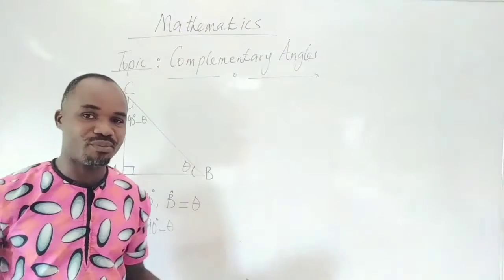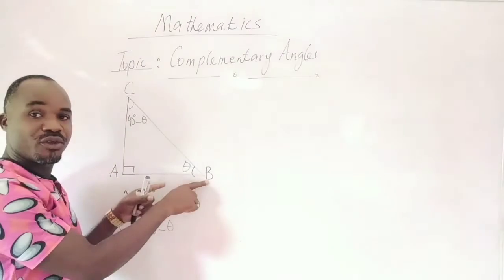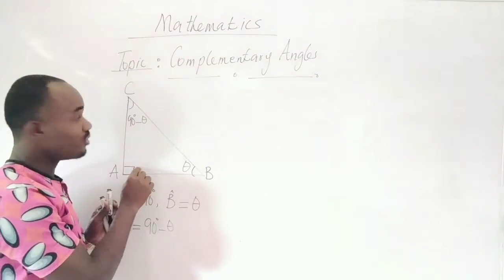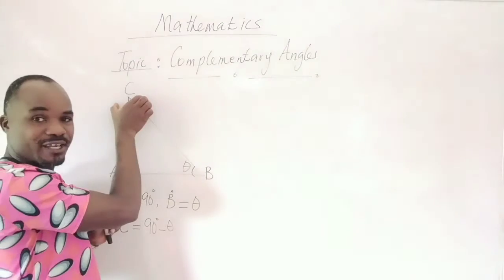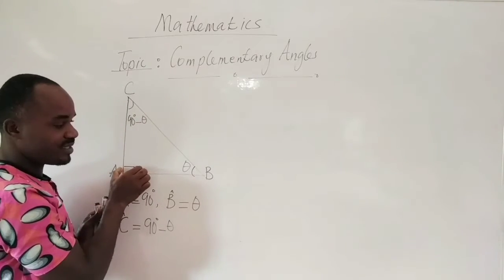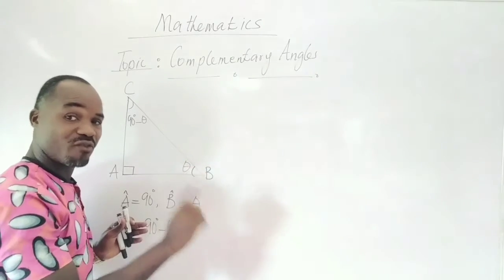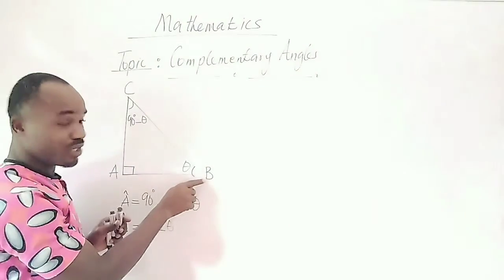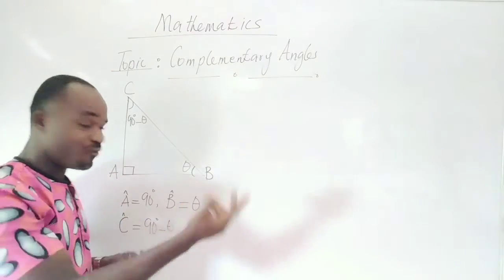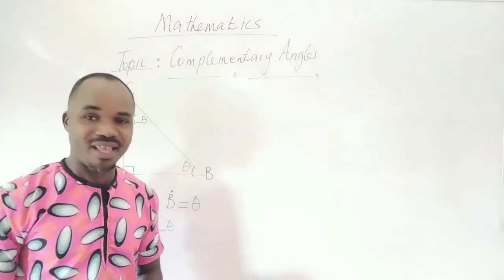The answer is very simple. If angle B, represented with letter theta, is subtracted from 90 degrees, the resultant will be angle C. If angle C is subtracted from 90 degrees, the resultant is angle B, or theta. However, if angle B and C are added, they give 90 degrees. And that's when they are said to be complementary to each other. That's very simple.